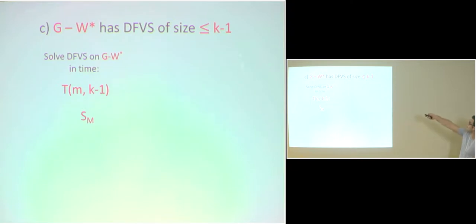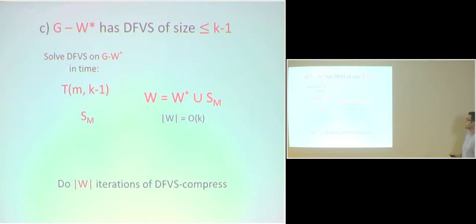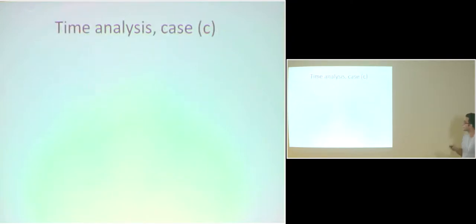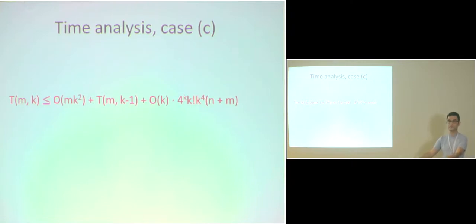So here, the last case, your solution has size at most k minus 1. And again, you're doing the same thing. You run it on that component, and you put the solution together with W star, and you do W iterations of DFVS compress. And this time it works because when you do your one non-trivial recursive call, you're doing it with k minus 1 rather than with k. So now you're doing a single recursive call with a smaller value of the parameter.